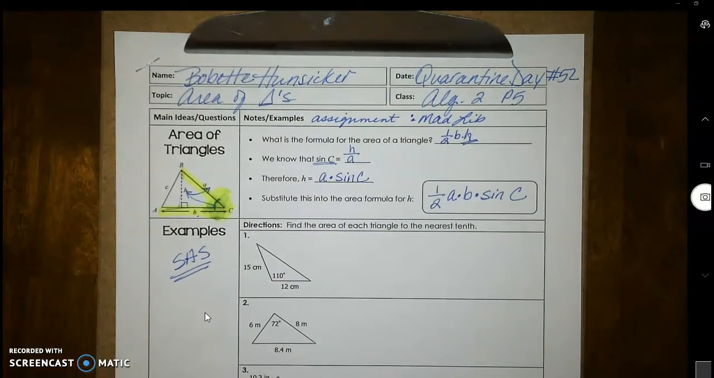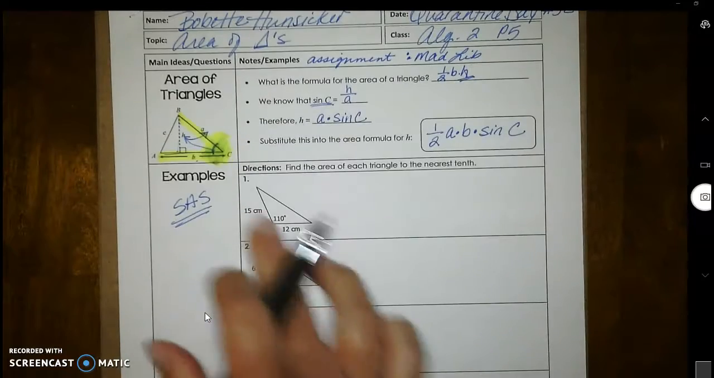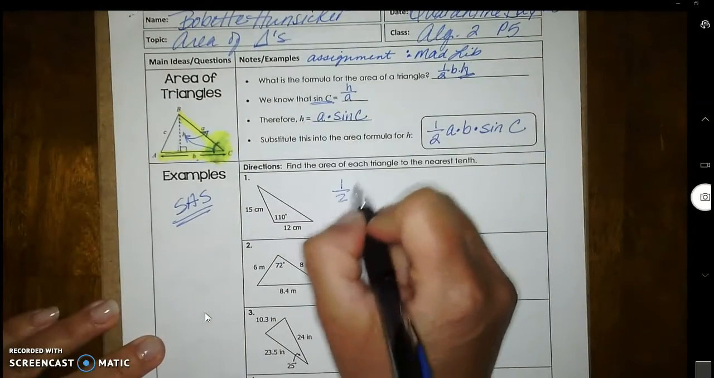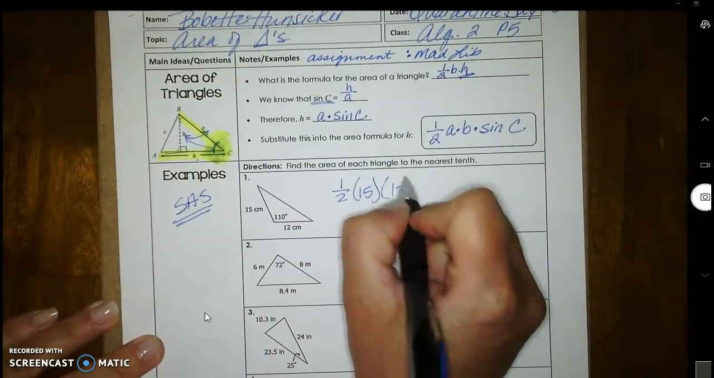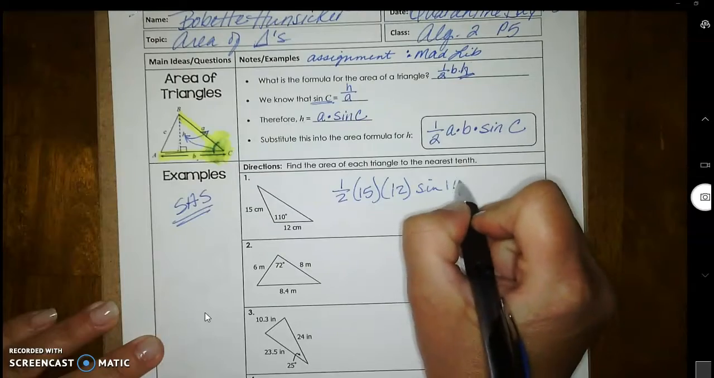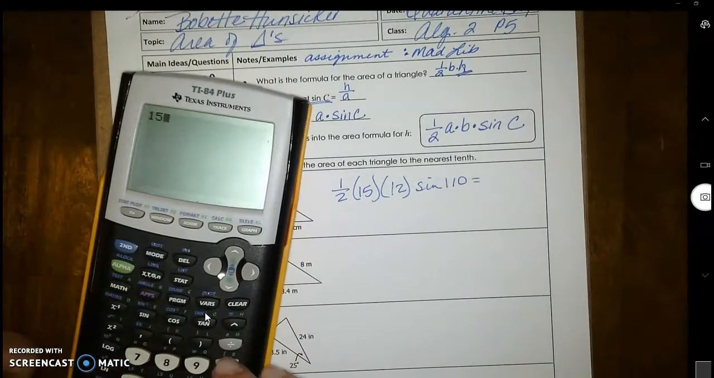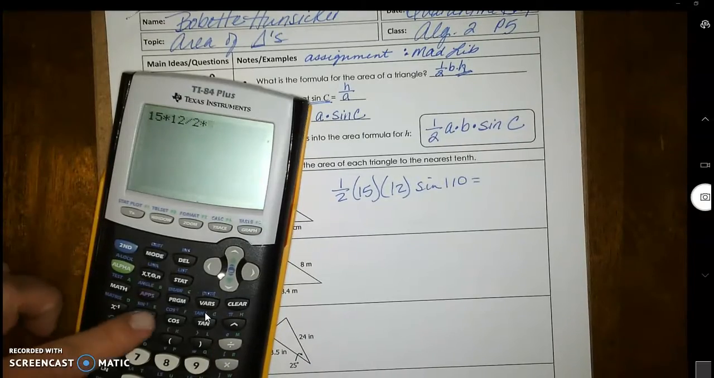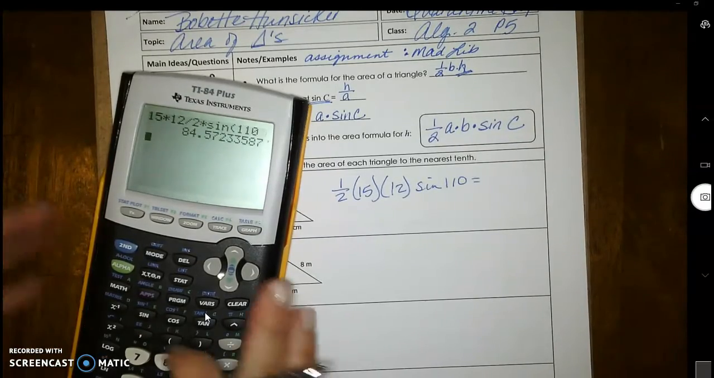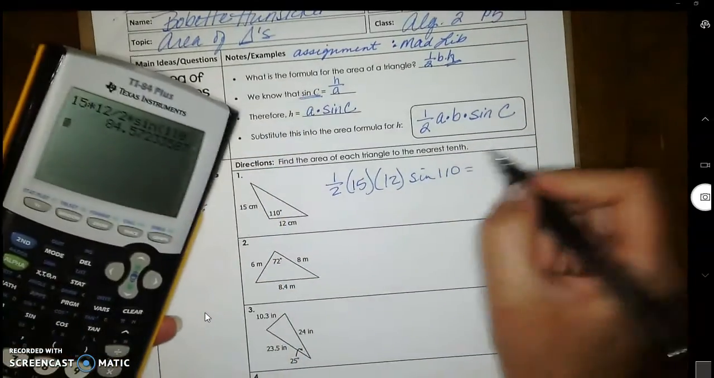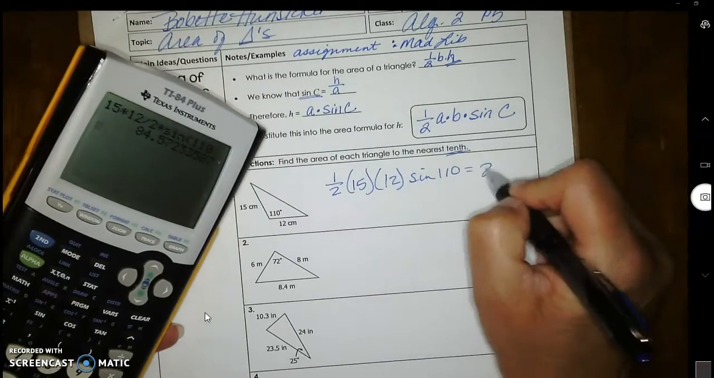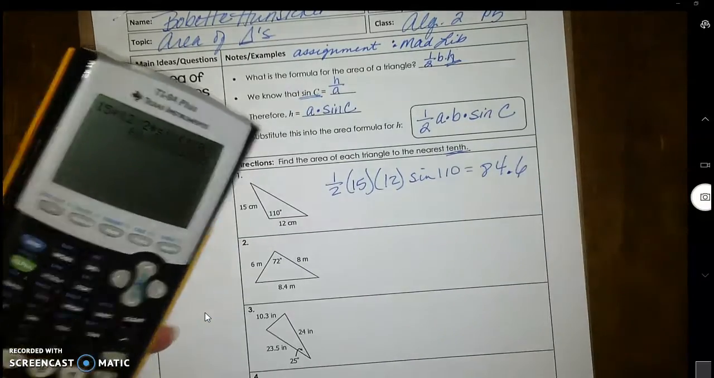Okay, so let's go try some. Here we go, number 1. We're just going to do 1/2 times 15 times 12 times the sine of 110. It's that easy. Nothing else to it, I promise. 15 times 12 divided by 2 times the sine of 110. And it doesn't matter what order you put it in. Again, I want nearest tenth. So I'm looking at 84.6.